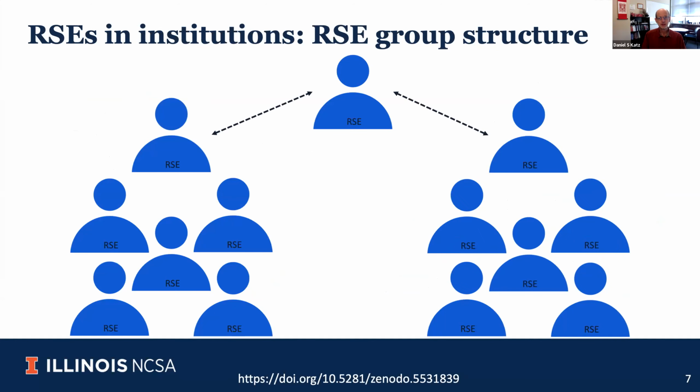We can also think of when we get to having enough RSEs in a particular institution and group, that group then needs some structure. Maybe there's a leader of the overall group, maybe there's leaders of teams, and then maybe there are people that work on teams or something like that. But the point is that as things change over time and RSE groups get big, there's some structure that's needed.